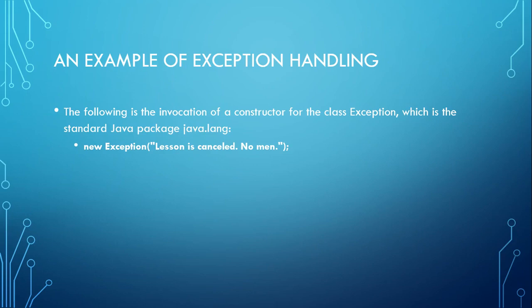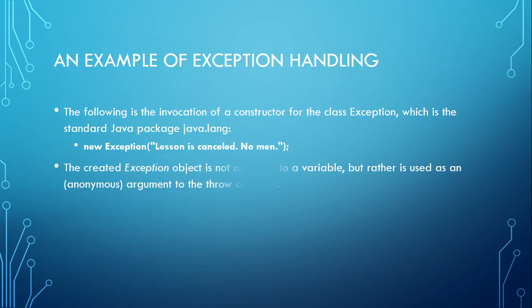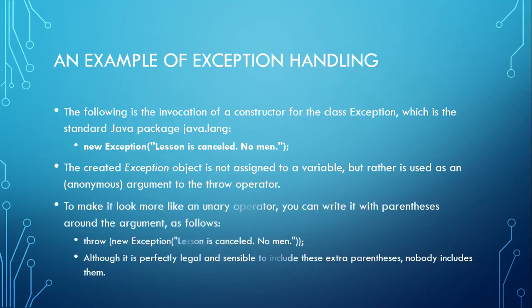The following is an invocation of a constructor for the class Exception, which is in the standard Java package java.lang. New Exception("Lesson is canceled, no men.") The created exception object is not assigned to a variable, but rather is used as an anonymous argument to the throw operator.